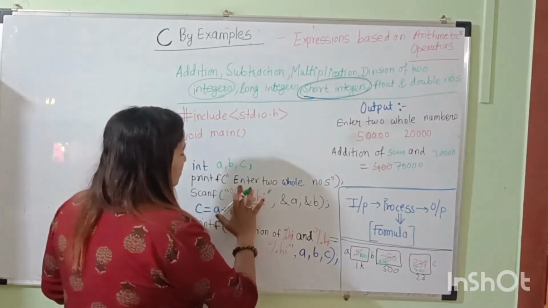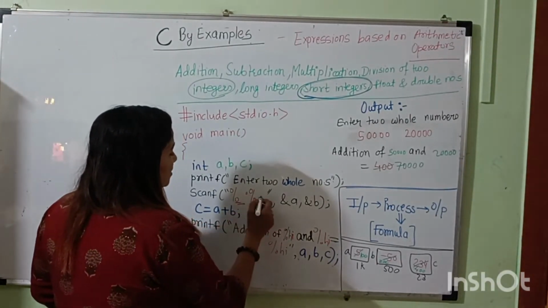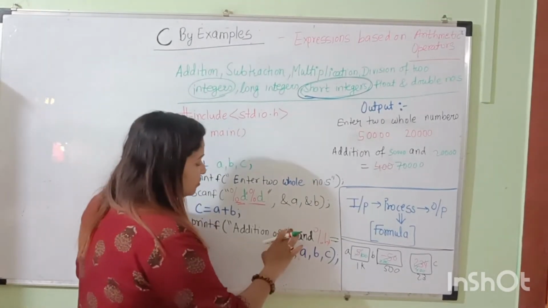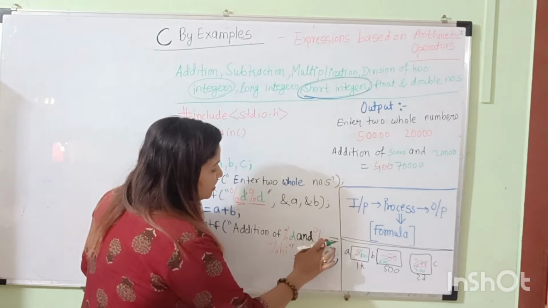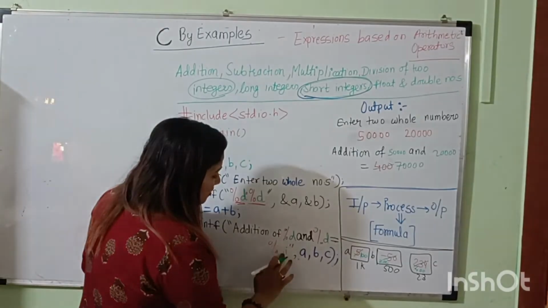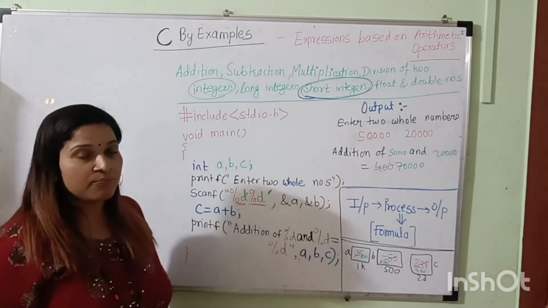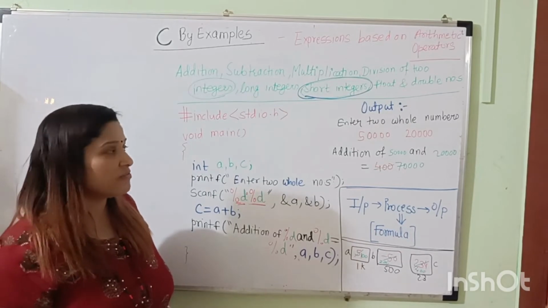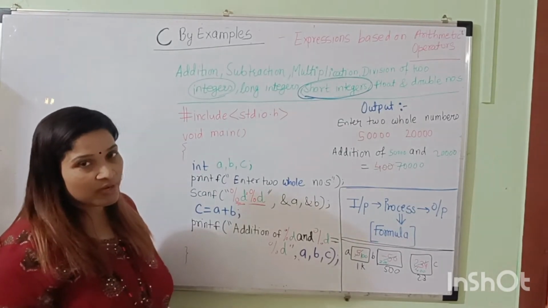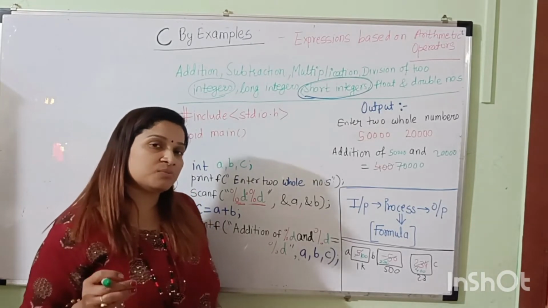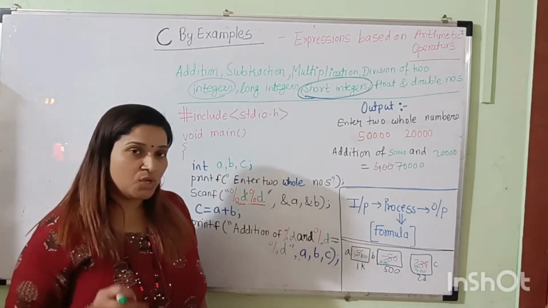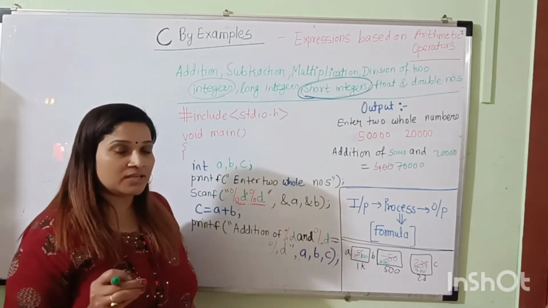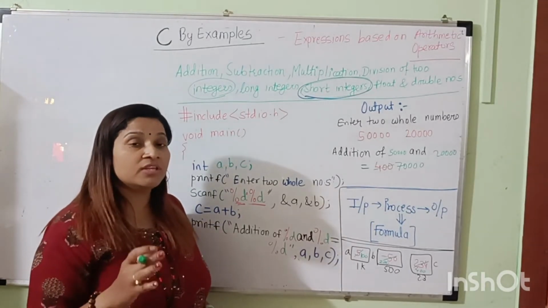And the third change is in the format specification: we just have to write %d. D is for decimal, D is for middle range integer. And here also we have to write %d and %d. That's it. Once we make these three changes, the program automatically will be updated for middle range integer values. You can give the input as 50,000, 20,000, and also 100, 200. So integer will cover both short integer as well as middle range integer. You can give negative numbers also.